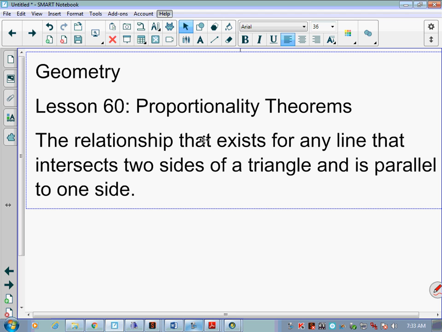Today we're looking at geometry, lesson 60, proportionality theorems, which is the relationship that exists for any line that intersects two sides of a triangle and is parallel to one side. We'll also look at lines crossing, transversals, parallel lines, those types of things. So let's get into our definitions first before we start looking at actual questions.